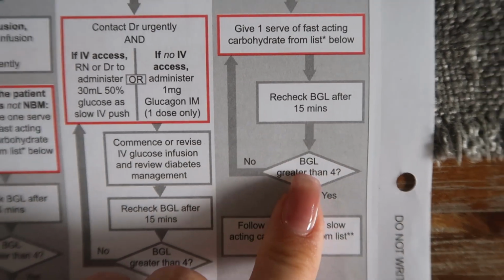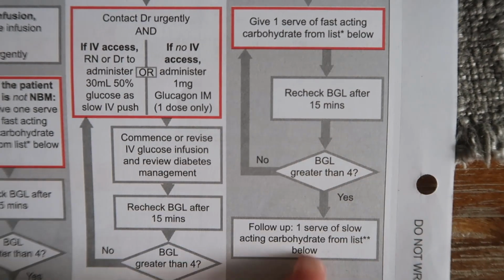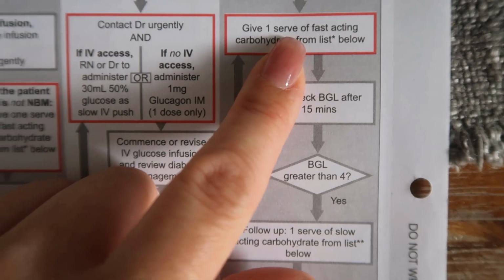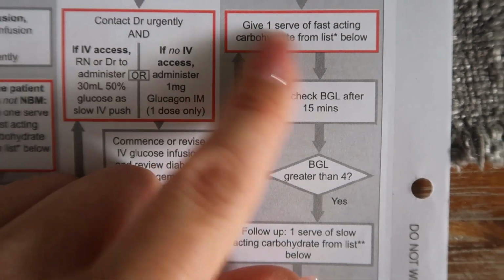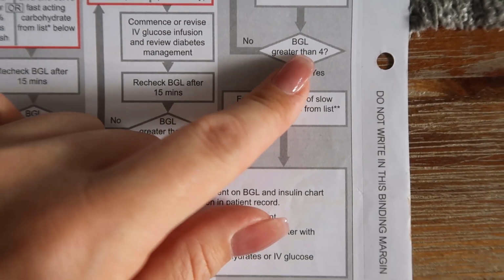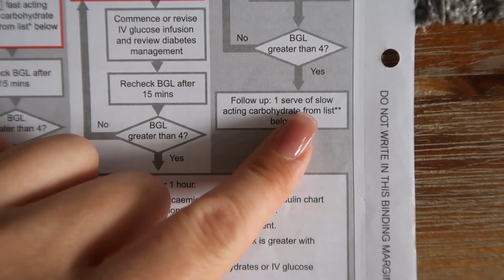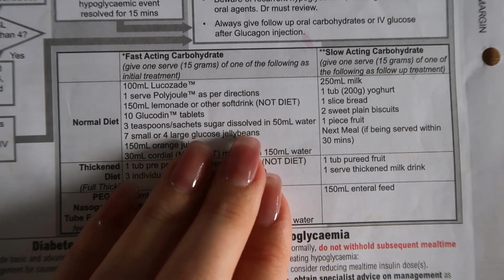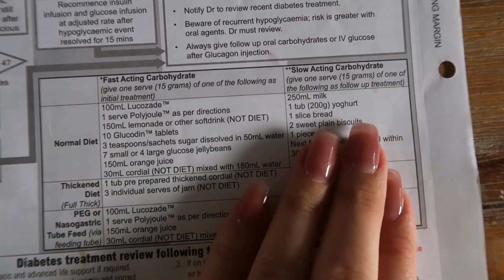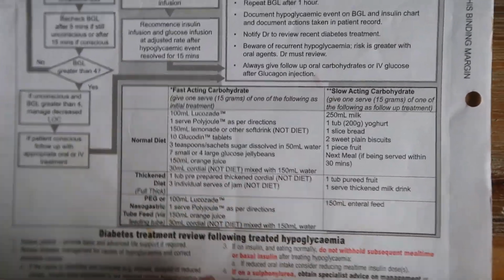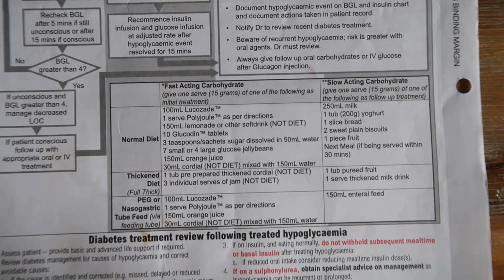And then if the BGL is above 4, you proceed down here. If the BGL is not above 4, you give another serve of fast-acting carbs, and then recheck again after 15 minutes. If your BGL went up above 4, follow up with 1 serve of slow-acting carbs from the list below. Here is your list below here. You have a column for your fast-acting and you have a column for your slow-acting. And this is what I wanted to emphasize in this video, because this is where people make mistakes.